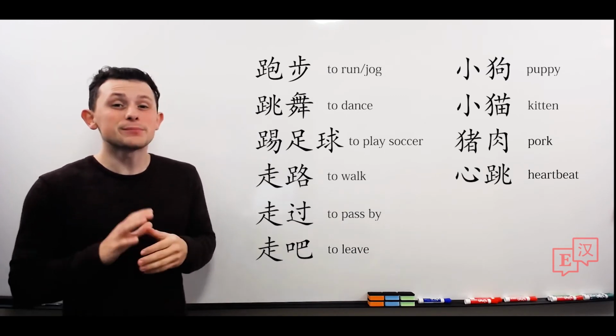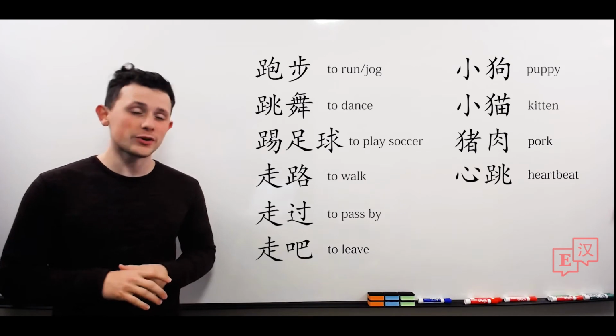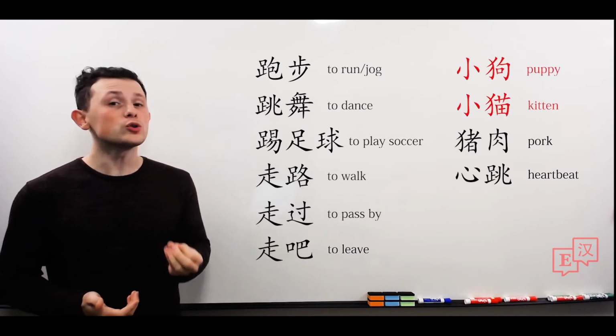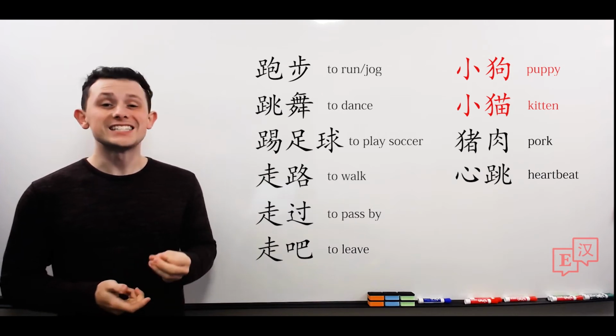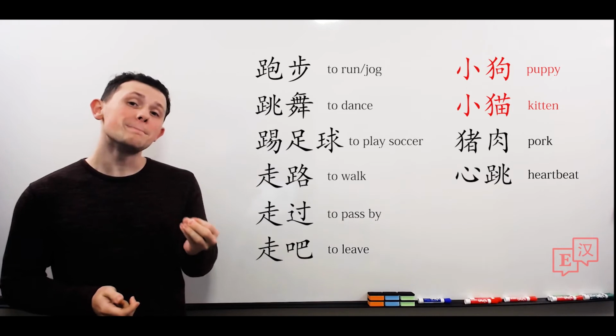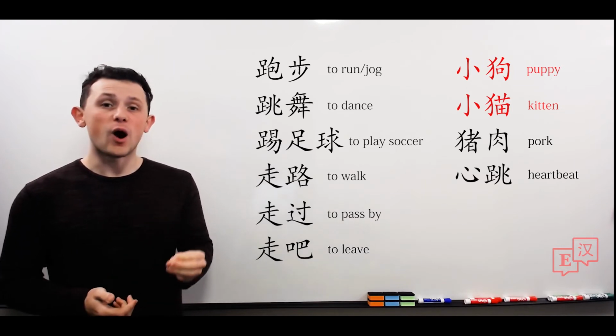Next, remember in previous lessons, we learned that you can add 小 to the front of animals, and that simply makes the baby version of an animal. So we don't need to learn words like puppy and kitten. We can just say 小狗, puppy and kitten. 小猫.